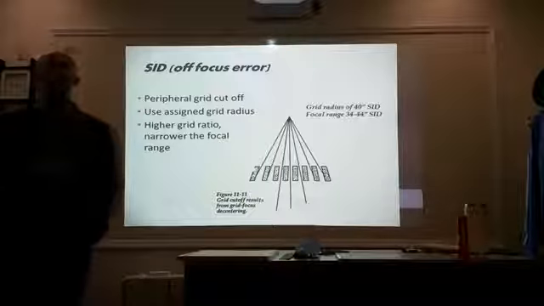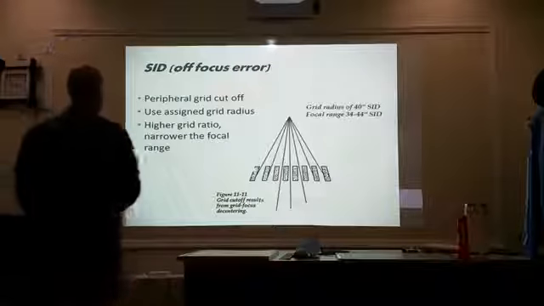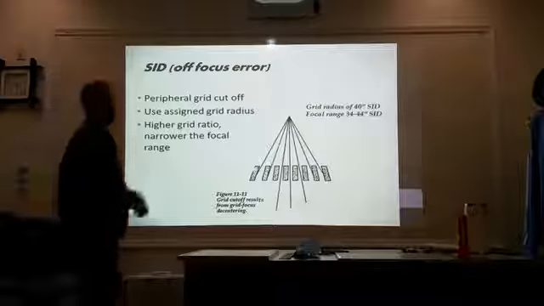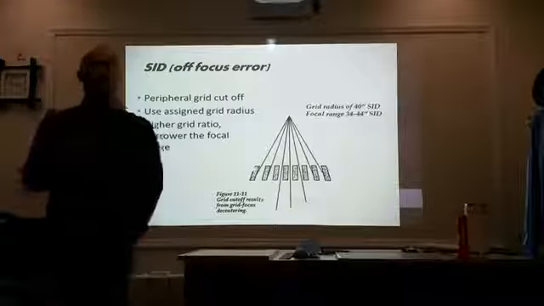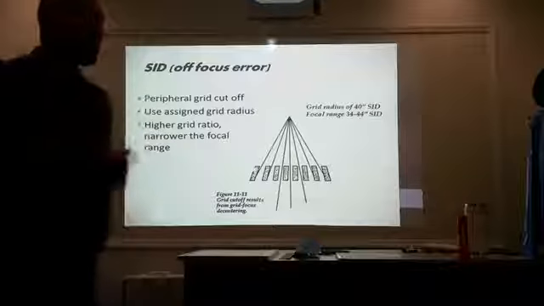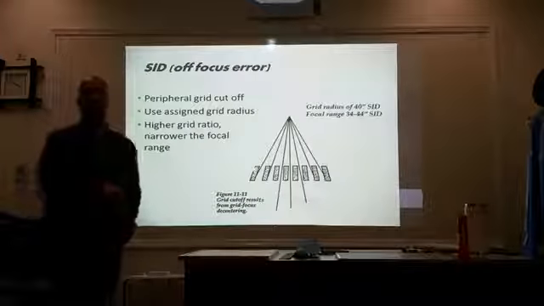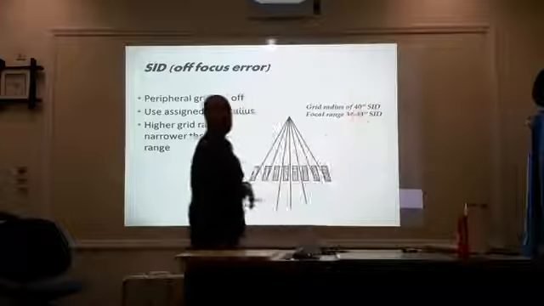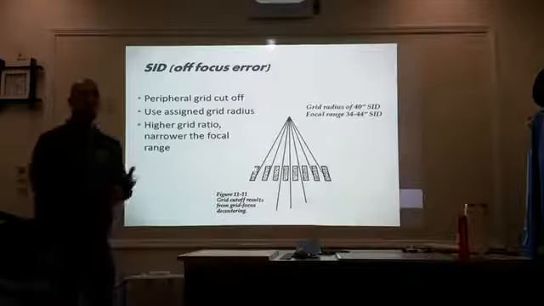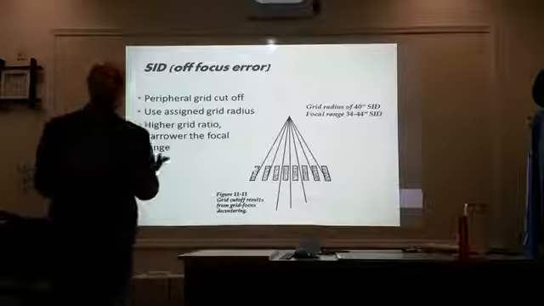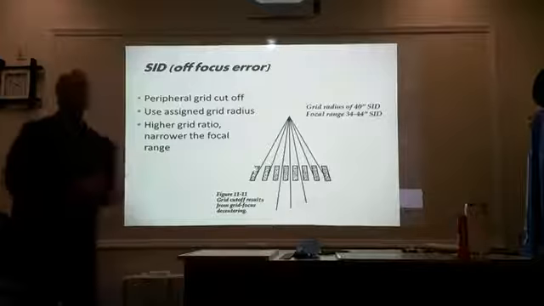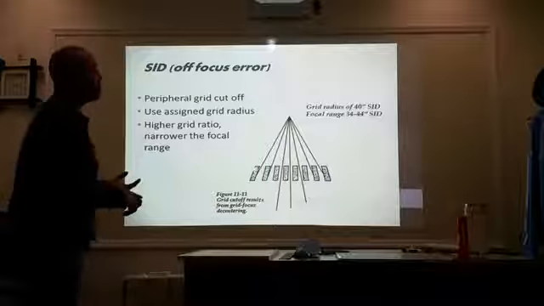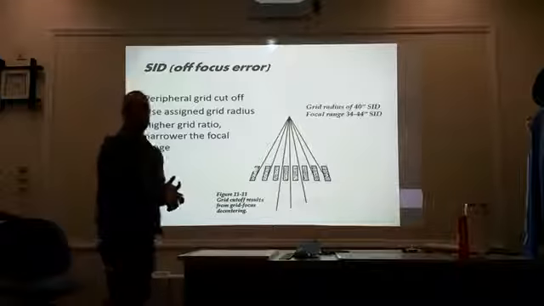Okay, your SID or off focus error. In each of your grids, you are given what is known as a grid radius. This is what the manufacturer says will be optimal for your grid to work, at distances of 40 inches. So you're going to use your SID of 40 inches. However, again, you may end up in the ER, OR, ICU, where you're not going to have that type of freedom. You're going to have some limitations. So you may not be able to get your 40 inches.